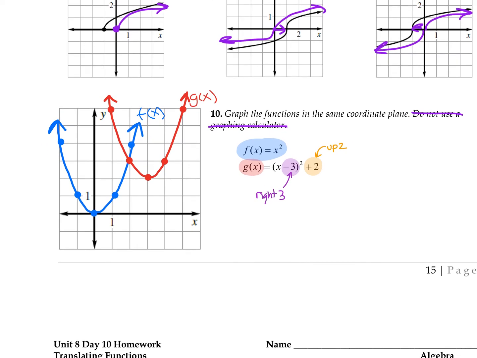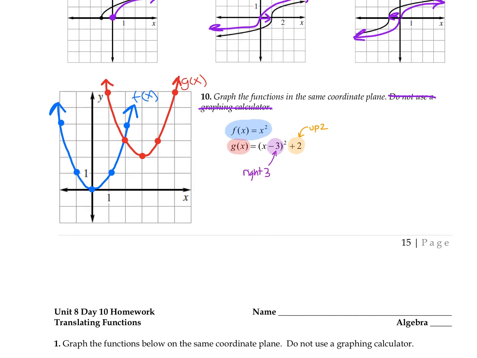So how you would do this is you would just take each of these points and move them to the right 3 and up 2. And same with this one, to the right 3, up 2. Same with this one, to the right 3, up 2. So you would just take each of the points and move them however the function says to.